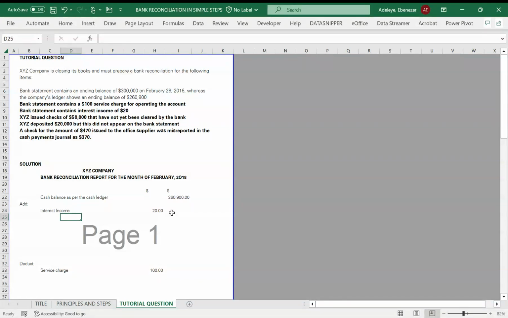So they have issued this check possibly to a supplier, but it has not been cleared. So we have actually deducted this 50,000 from our cash ledger, we have credited it in our cash ledger, but the bank has not recognized this amount because it has not been cleared yet. So what do we do? We undo what we have done. That is, we add back since we have deducted before.